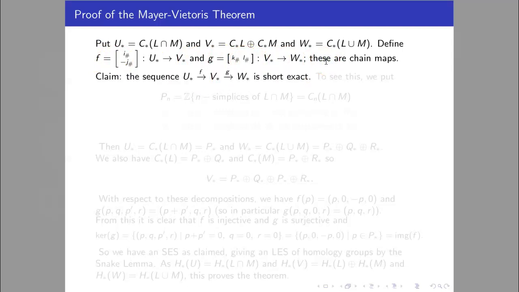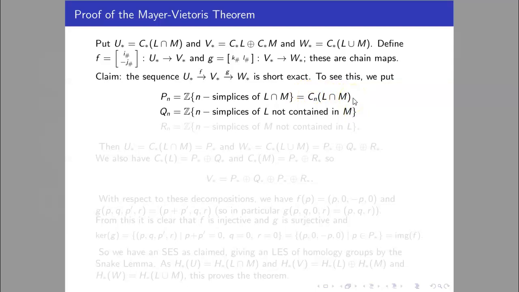So we want to claim this sequence, F and G, is a short exact sequence. Assuming that, then we can just use the snake lemma to get the long exact sequence that we want. And to see this, we're going to have to decompose everything into pieces. So we're going to define Pn to be the free abelian group on the n simplices of the intersection L intersect M. So that's just the same thing as the nth chain group for the complex L intersect M. But then we're going to define Qn to be the free abelian group on the n simplices of L that are not contained in M. And Rn, similarly, the free abelian group on the n simplices of M that are not also contained in L.